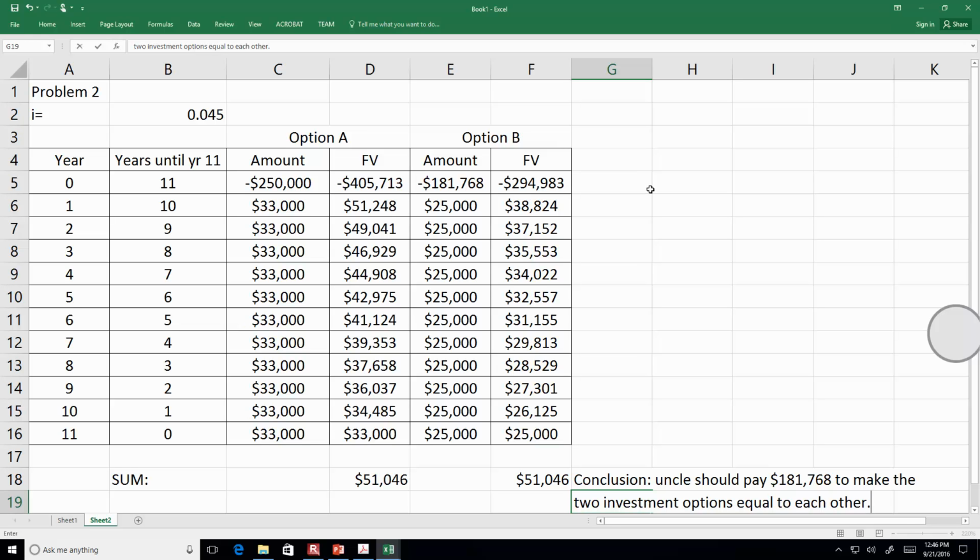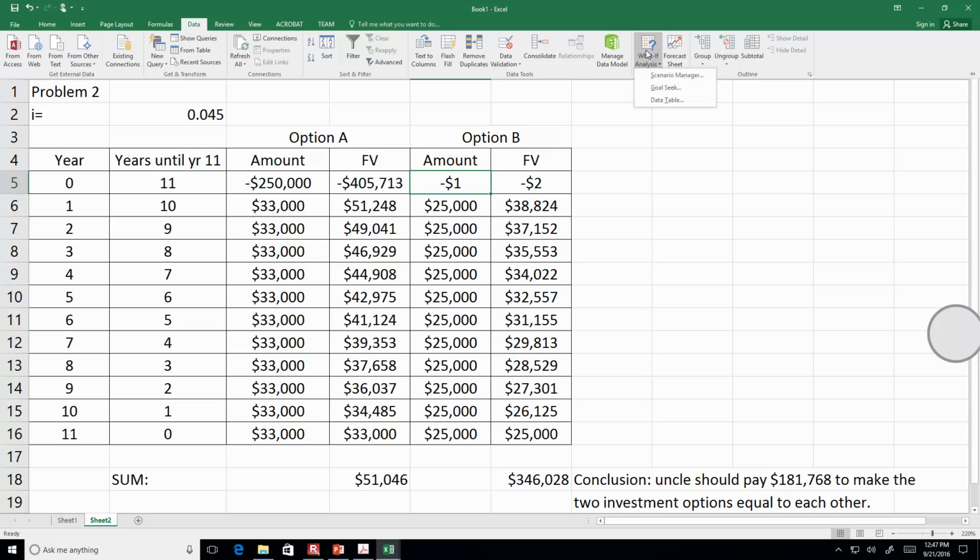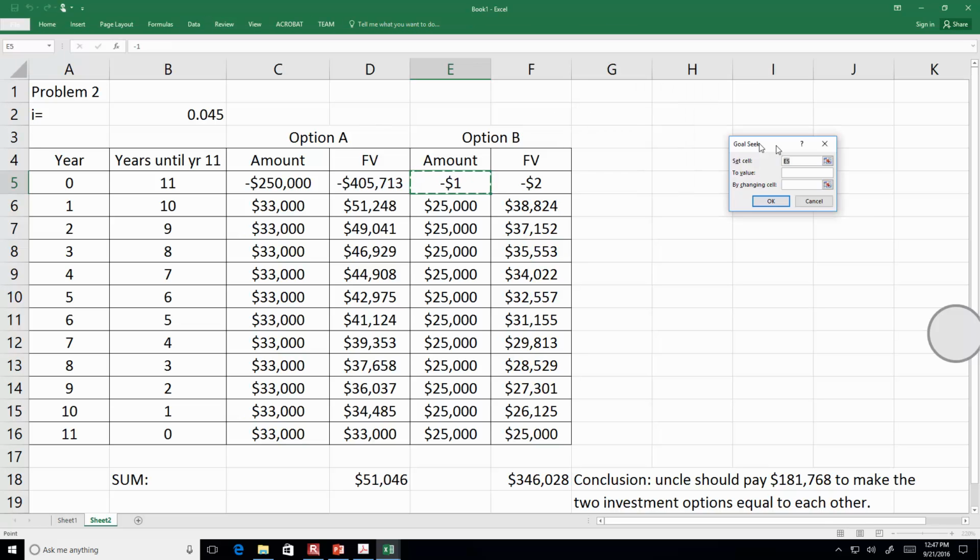All right, so I'm just going to talk you through the goal seek if you're still working on that part. So we don't know initially how much he's supposed to pay, so we just have to put in a guess, like maybe he's going to pay $1. Of course, it's not $1. So if you go to Data, What If Analysis, Goal Seek, then what we want to do is we want to find out for option B, how much should he pay so that the sum of the future values is the same as the sum of the future values for option A.